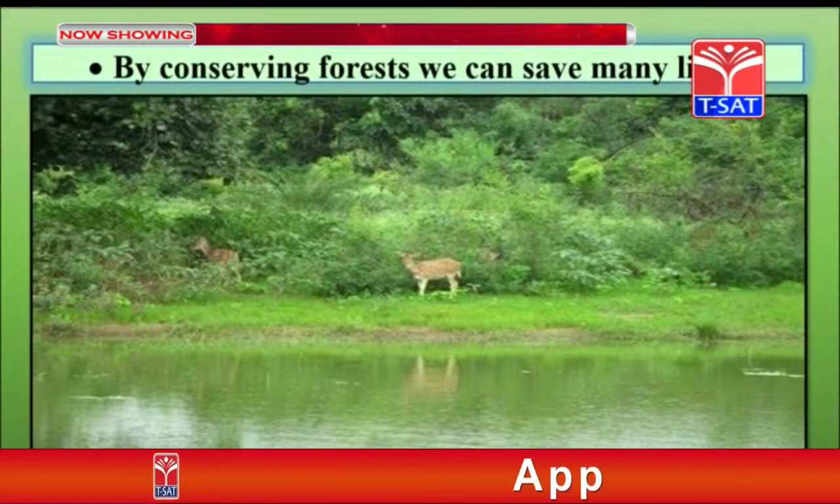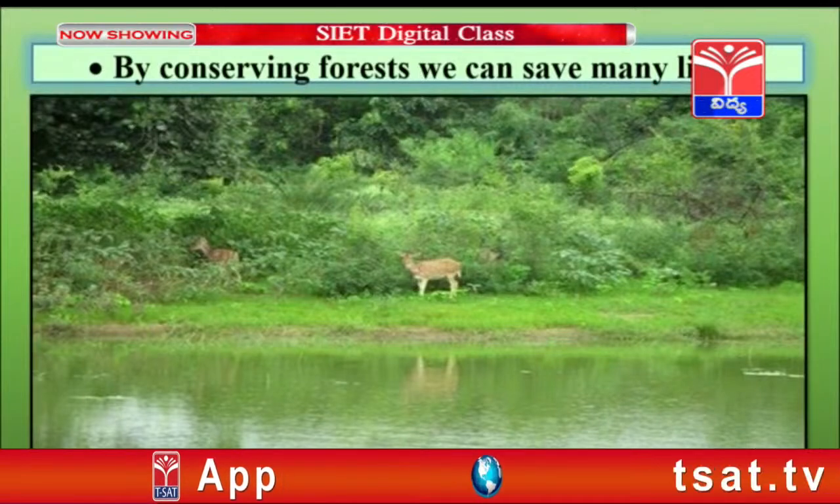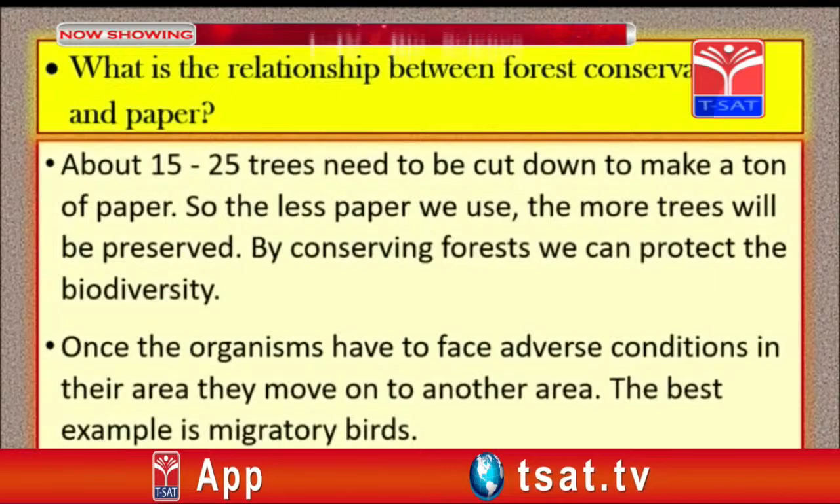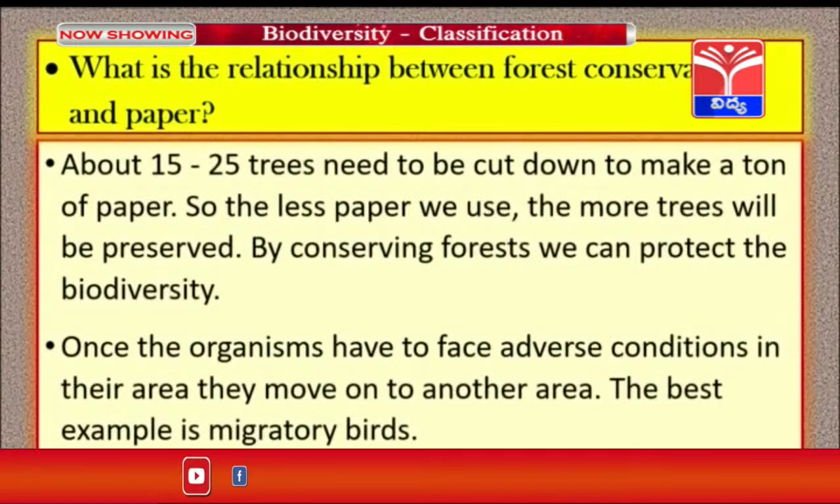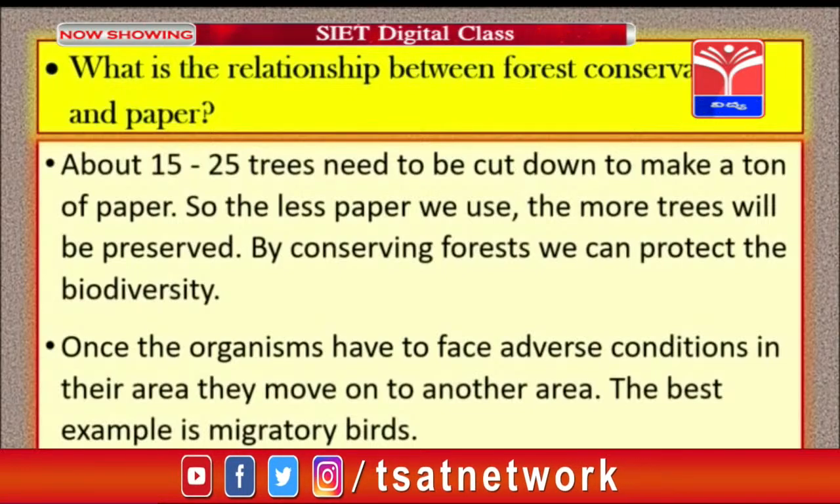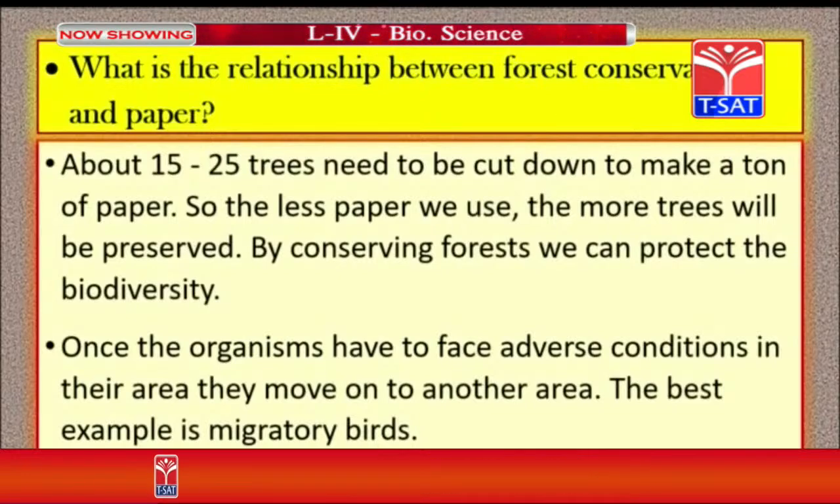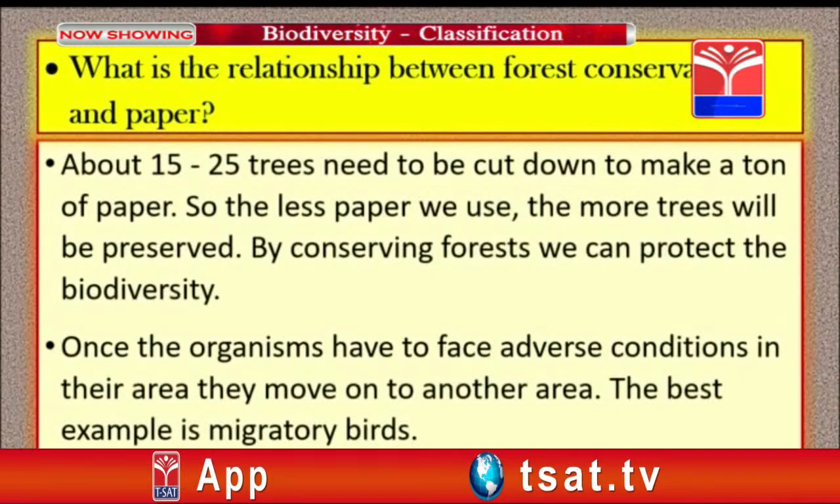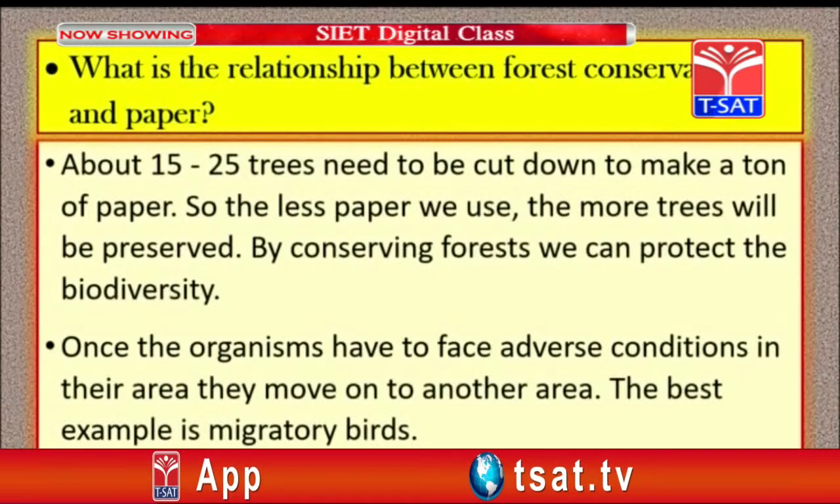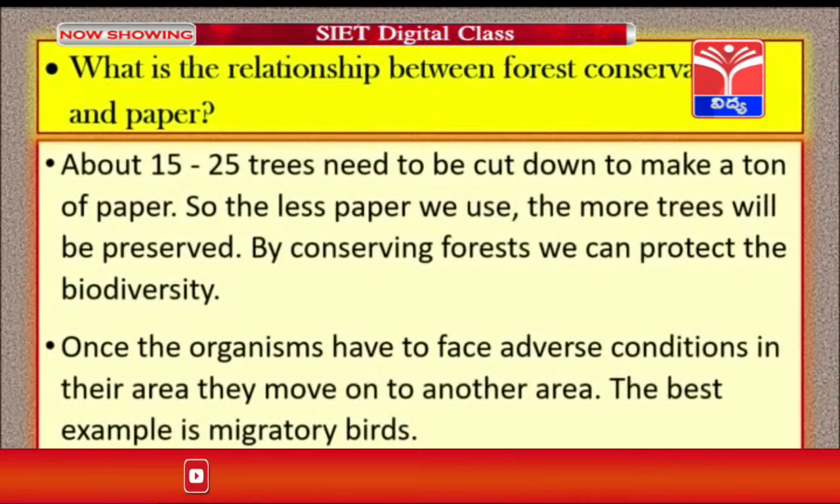By conserving forests, we can save many lives. What is the relationship between forest conservation and paper? About 15 to 25 trees need to be cut down to make a ton of paper. So the less paper we use, the more trees will be preserved. By conserving forests, we can protect biodiversity.